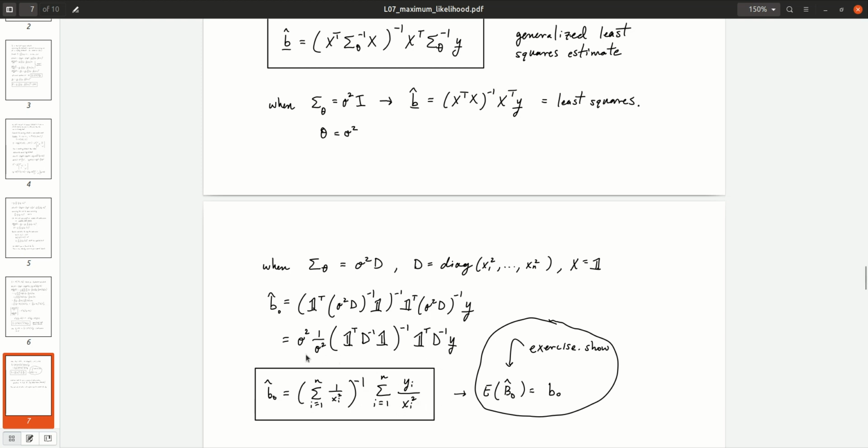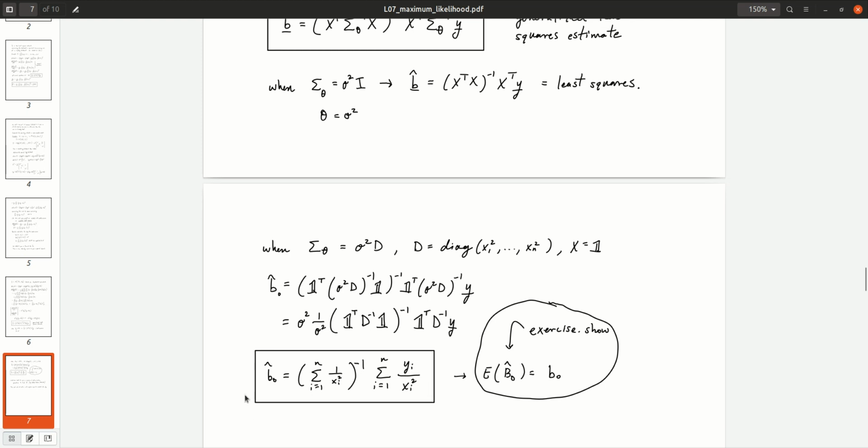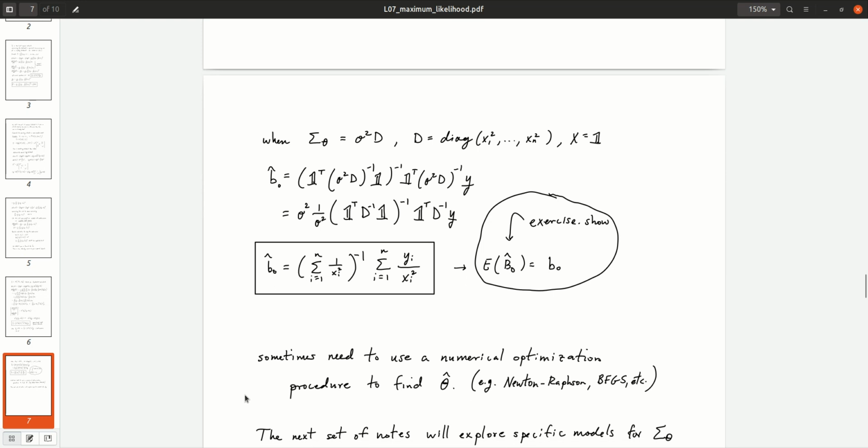So this is the formula for the weighted least squares estimate of B0, where the weights are given by these diagonal entries of the covariance matrix. One exercise for you would be to show that this actually is an unbiased estimate of B0. You can use this expression to show that, so you can do that as an exercise.